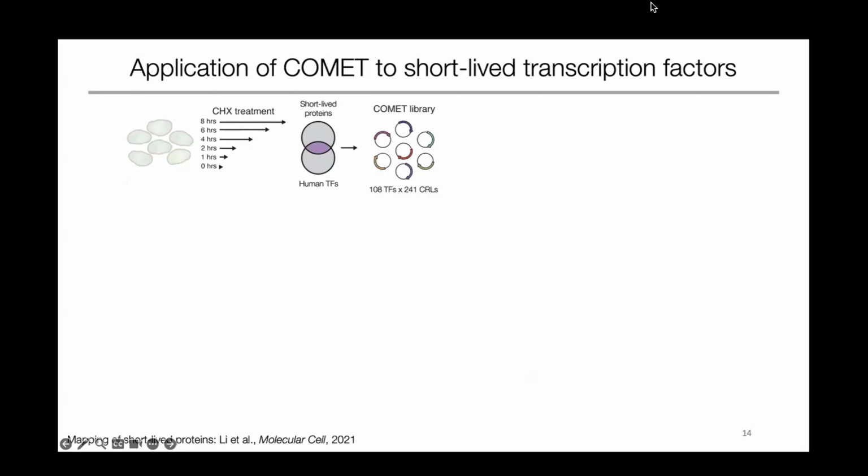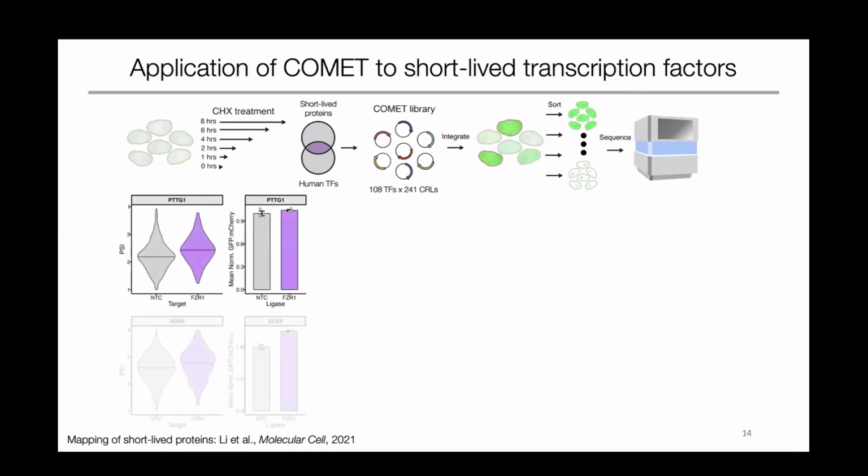And we want to see if we can identify the E3 that is degrading that, right? So instead of focusing on just F-box proteins, we shifted our focus to include all CRL E3s, as well as the APC/C complex. So we integrate this library into cells and then do the sorting and sequencing just as we previously did. And we recovered this one really well-known example, PTTG1 being degraded by FZR1. PTTG1 is also called securin. And then we found this interesting example where FZR1 is also degrading SOX9.